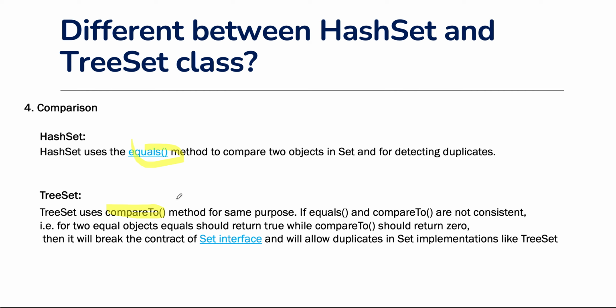If equals and compareTo are not consistent, that is, for two equal objects equals should return true, while compareTo should return 0. It means that equals is going to return true or false, but the compareTo method is going to return a value in integer format, either 0, -1 or 1. 0 means both are equal. So these are the basic differences in terms of comparison.